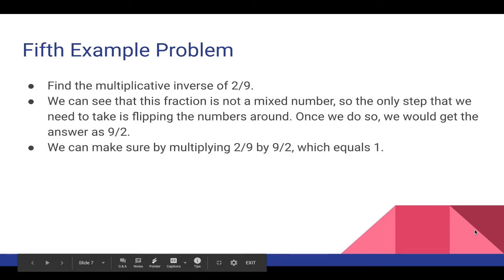Here is the last example problem that we will work on together. Find the multiplicative inverse of 2/9. We can see that this fraction is not a mixed number, so the only step that we need to take is flipping the numbers around. Once we do so, we would get the answer as 9/2. We can make sure by multiplying 2/9 by 9/2, which equals 1.